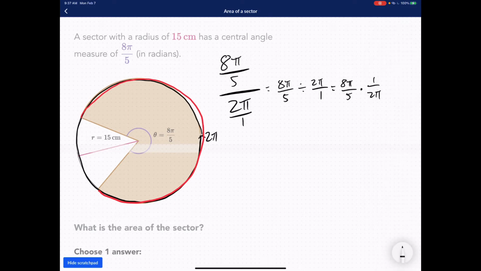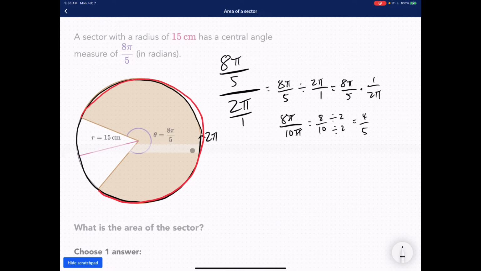So we got 8 pi times 1, which is 8 pi, over 5 times 2 pi, which is just 10 pi. Let's simplify that. The pi's cancel, so we have 8 over 10, and we divide the numerator and denominator by 2 and get 4 over 5. So what we know is this red length is 4/5 of this entire black line. That's what this is saying.